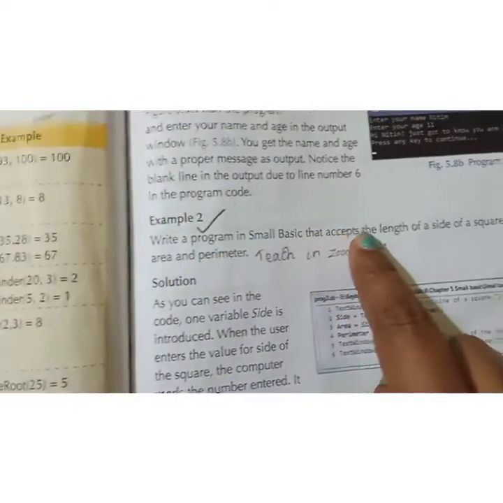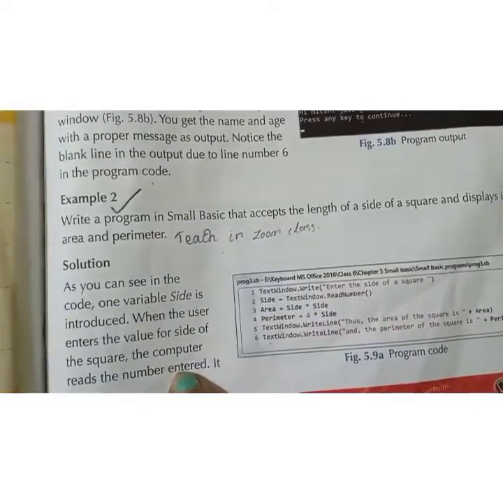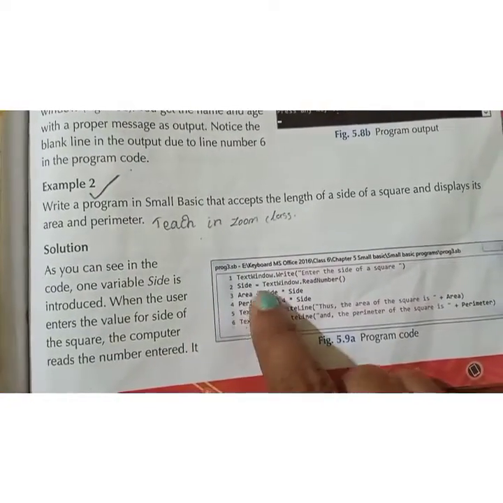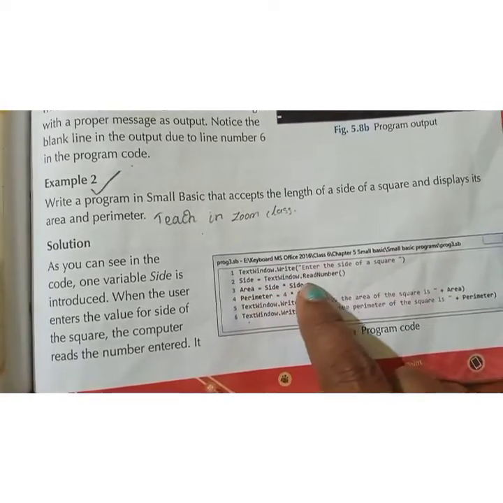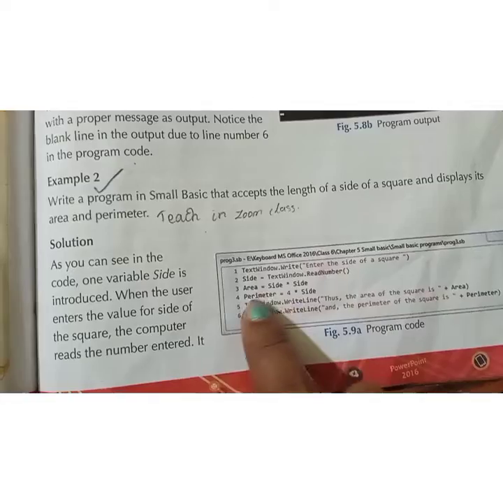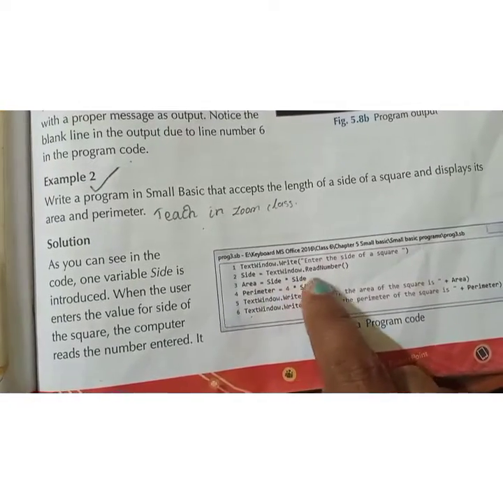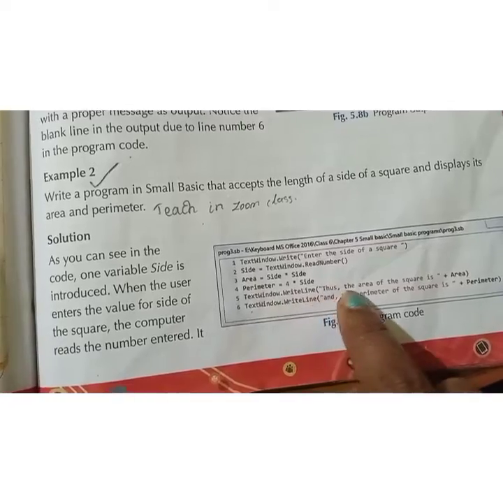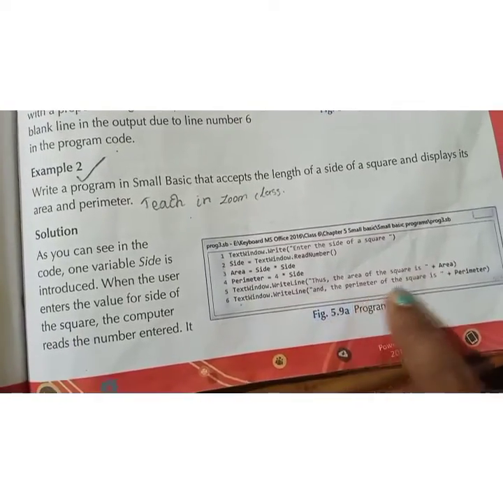Now look at this program written in Small Basic that accepts the length of the side of a square, and we need to find the area and the perimeter. For that we need to get the side of the square, so we enter the side here, and it is stored in the side variable. Then the area formula is side into side, and the perimeter is 4 into side. So I wrote the formula here.